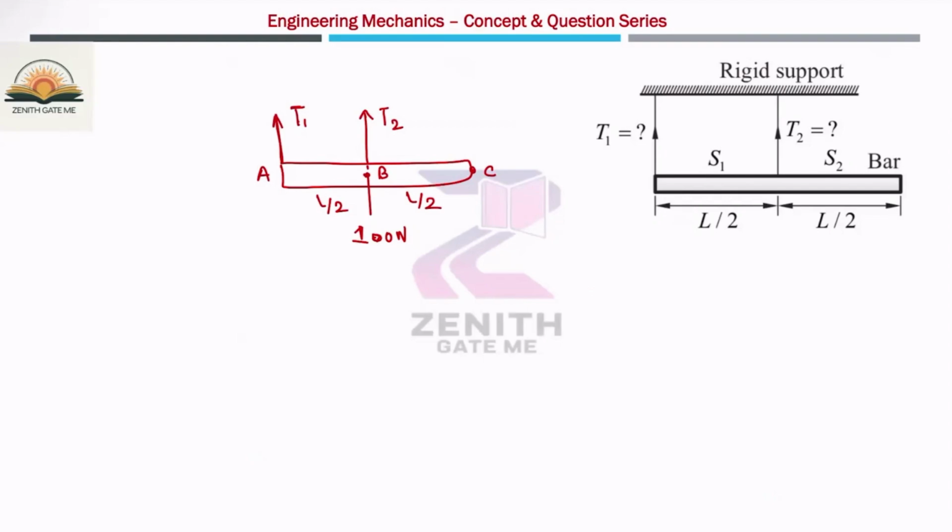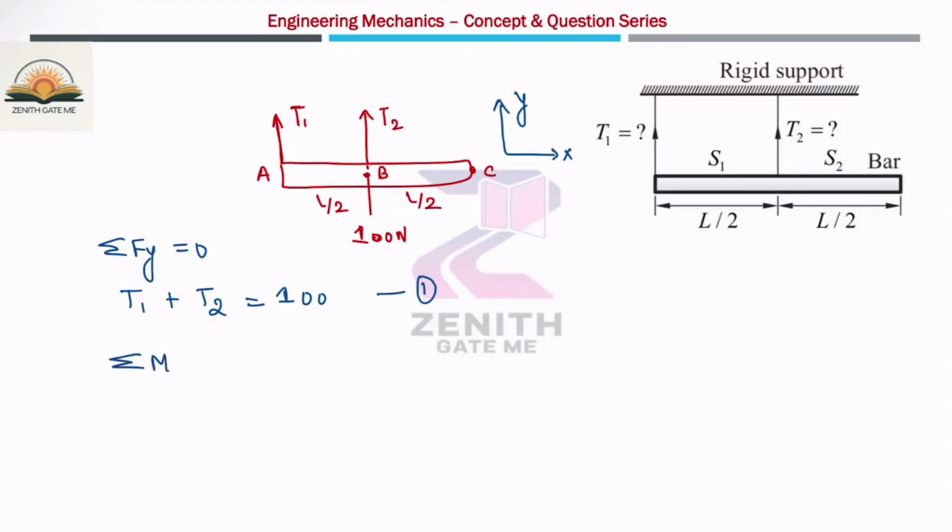Now, summation of force in y direction is 0. If you consider that, you will get T1 plus T2 is equal to 100, because T1 and T2 are in the positive direction and this 100 is in the negative direction of the y-axis. I'm using this as the positive x-axis and this as the positive y-axis. Let us suppose this is the first condition. If you apply summation of force in the x direction is 0, there is no force acting. So only one equation is left, which is summation of moment about any point.